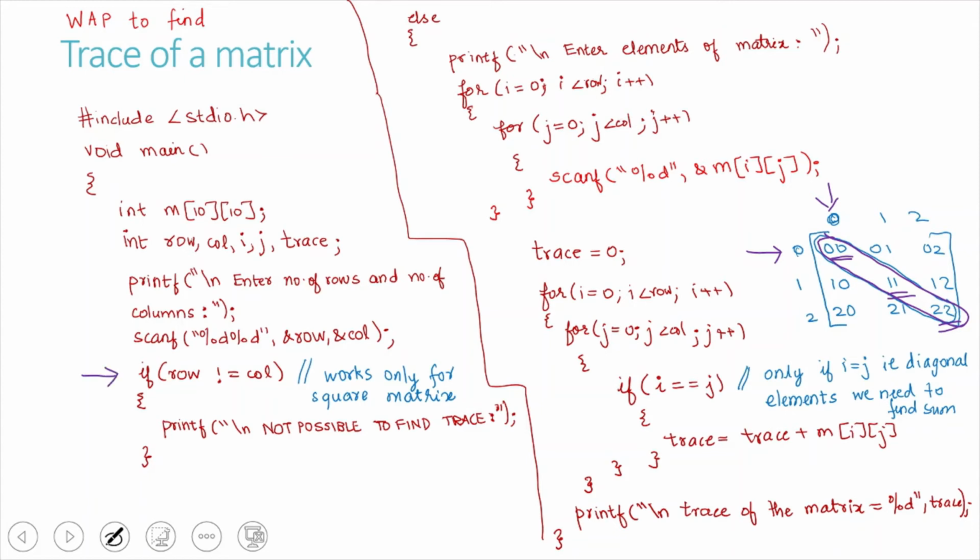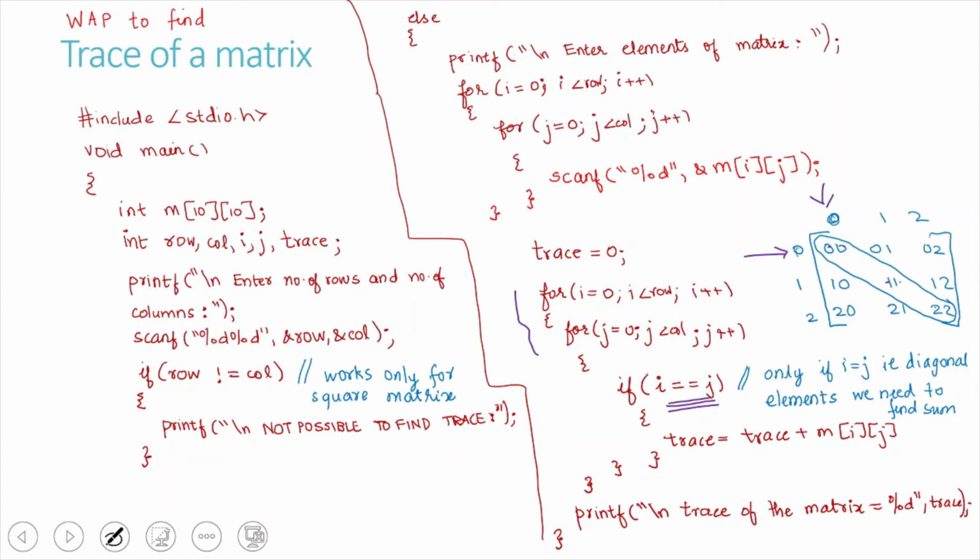So first of all, we have to check if the row entered by the user is equal to the column. If it is not, print that it is not possible to find the trace because it is no longer a square matrix. Else, you could ask the user to enter the elements of the matrix within a nested for loop for the row and column. Check if i is equal to j. That is, if 0 0 has been encountered, or 1 1 or 2 2. i and j stand for the loop counters for row and column.